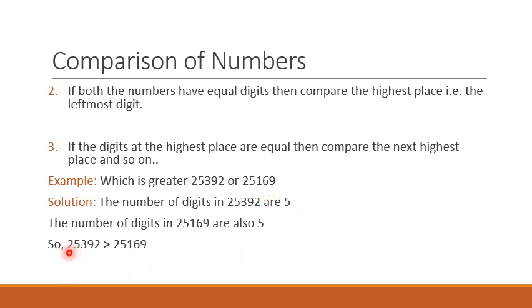So here you can see 25,392 is greater than 25,169. So in this way we can compare and order the numbers.